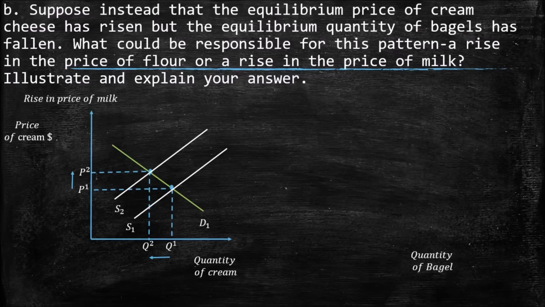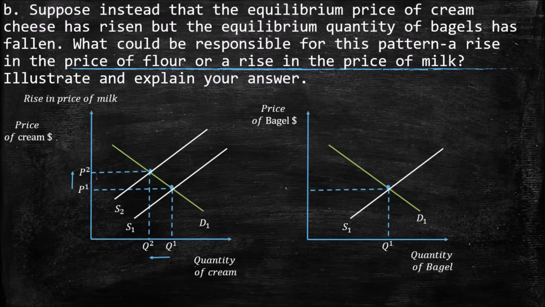In the other case, we have the quantity and price of bagels. So we are now in the bagel market, and here we have the initial position. Now, because the price of cream cheese increases, and it is my complement, I will consume fewer bagels, because I need to consume them with cream cheese, which is more expensive. So in this case, the demand curve decreases, with a shift to the left. We see here that the equilibrium quantity of bagels has fallen.